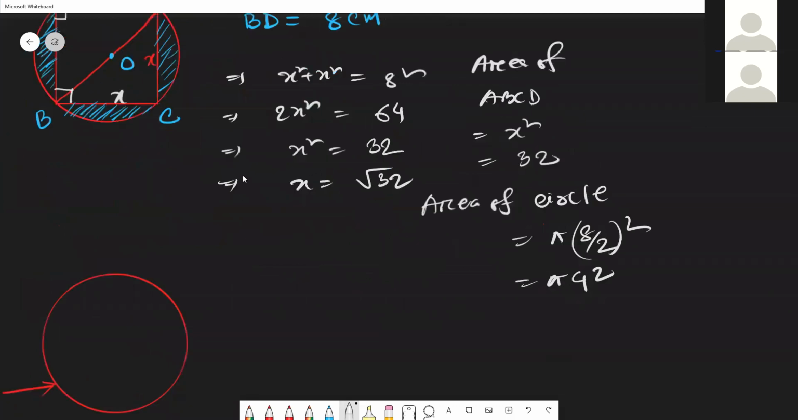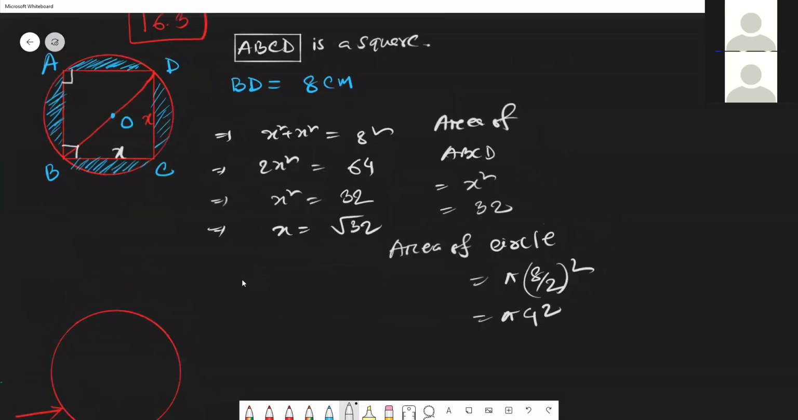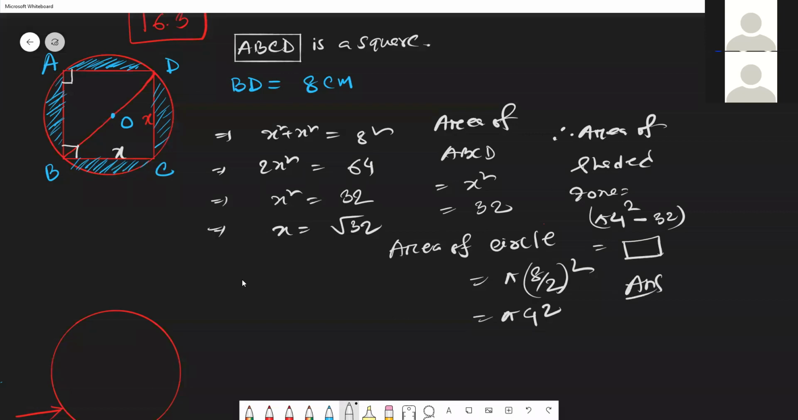So area of the curved zone, shaded zone. So area of the shaded zone: whole surface area pi 4 square minus 32. And after doing the calculation, this one will be your answer. Put in the value of pi now, and after calculation here, the answer will come. Is it clear to you all?